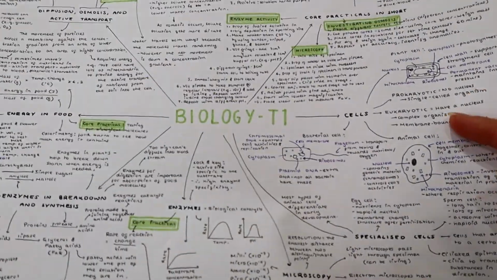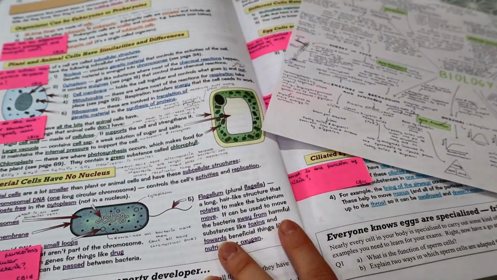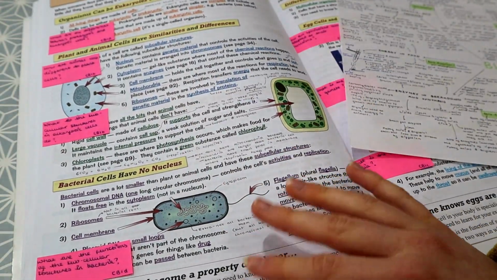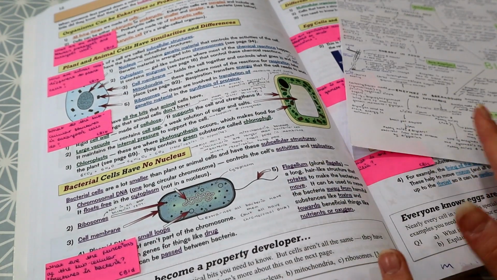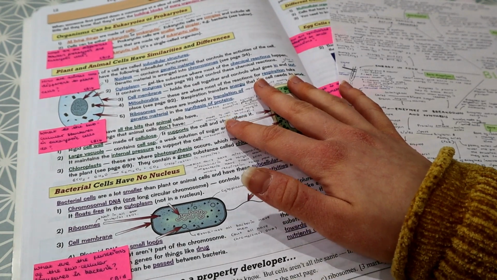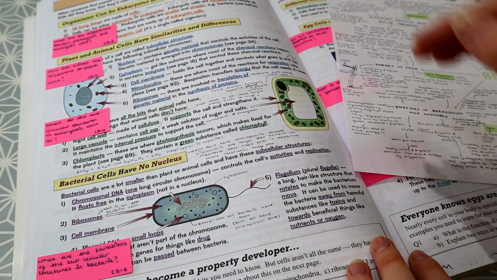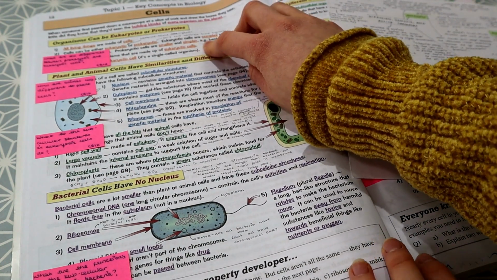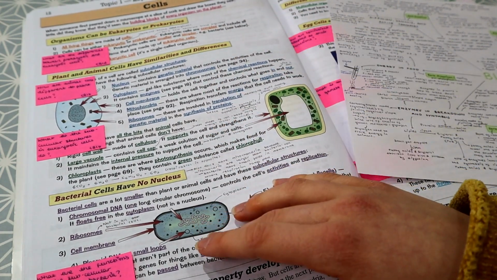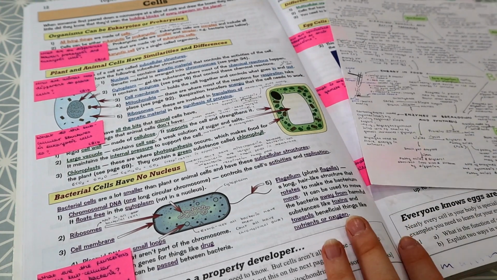So let's take this cells one. When I was looking at the page, the first thing I do is skim read the page, make sure I know everything there and what I want to put onto the mind map. For this one, I figured that the only stuff that I wanted to write down was the two definitions of eukaryotic and prokaryotic, and then I wanted to do the diagrams for these three cells so that I can annotate them.